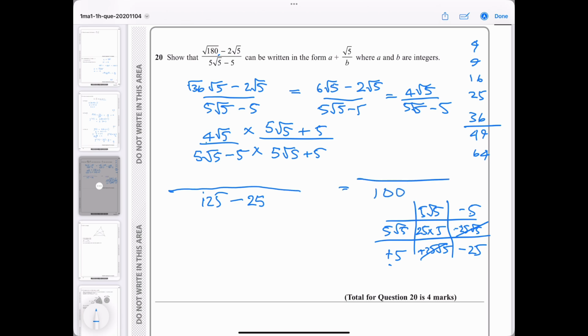Now, on the top, we get 4 root 5 times 5 root 5. So that's 4 times 5 is 20, and root 5 times root 5 is 5. That's 100. And then 4 root 5 times 5 would be plus 20 root 5. So we still have that. Now, the bottom's 100, so that's 100 and that's plus 20 root 5.